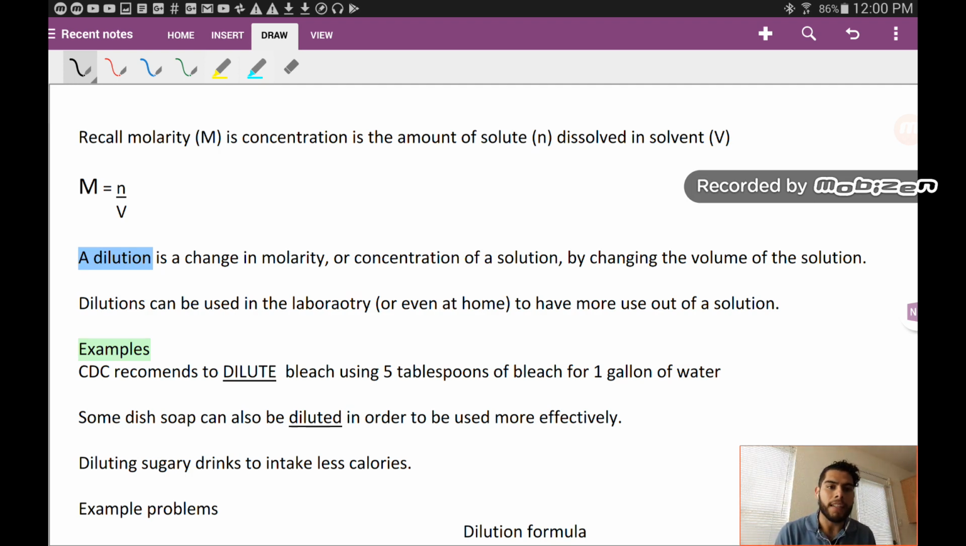Dish soap can be diluted as well. I always dilute my soap so I can use it longer. I've been cleaning around the house with this soap too.